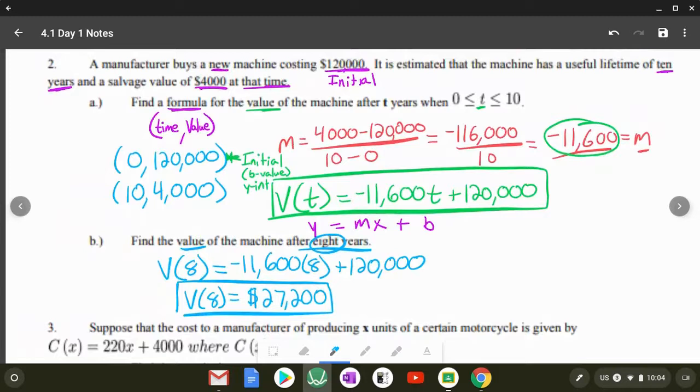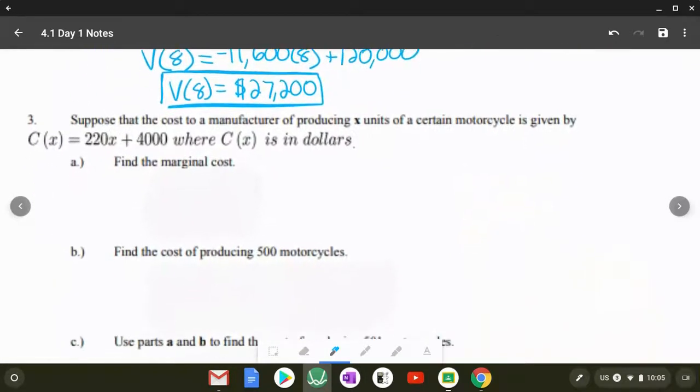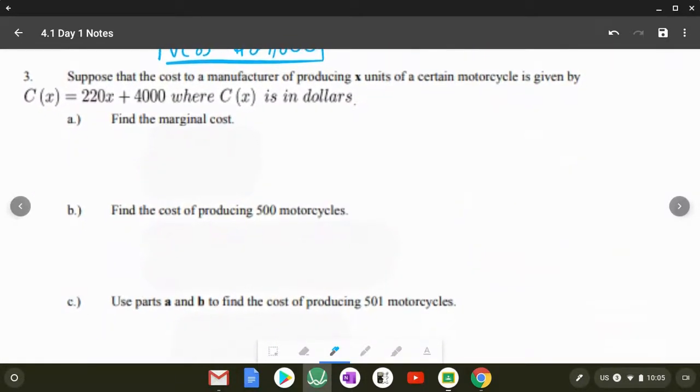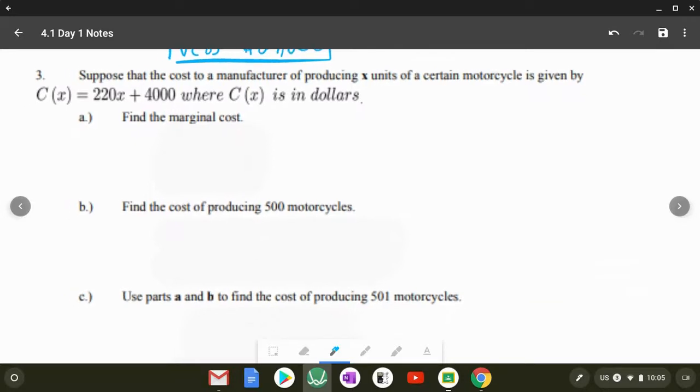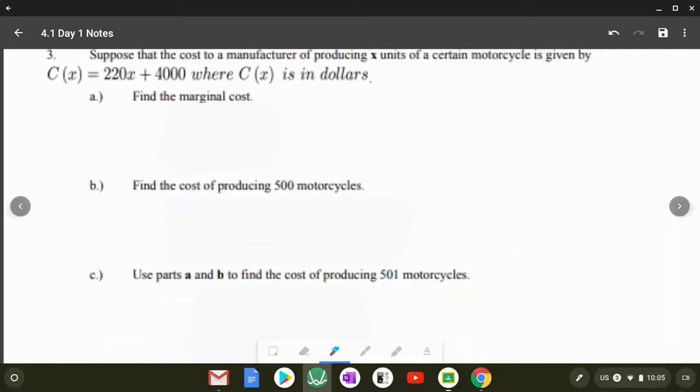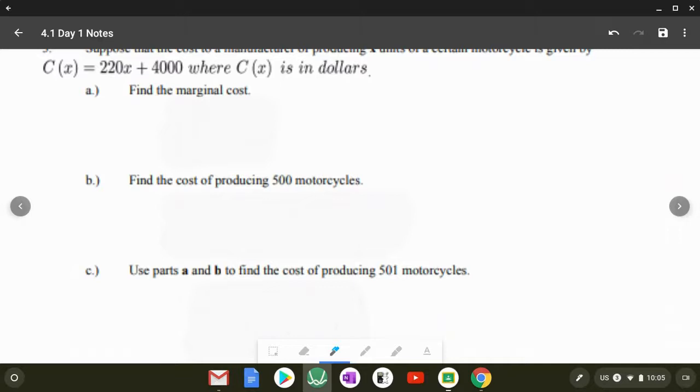So again, very similar. If we look at number 3, suppose that the cost to a manufacturer of producing x units of a certain motorcycle is given by that cost function, C of x equals 220x plus 4,000, where C of x is in dollars. Go ahead and pause the video at this time, and you can find parts A, B, and C. Okay.